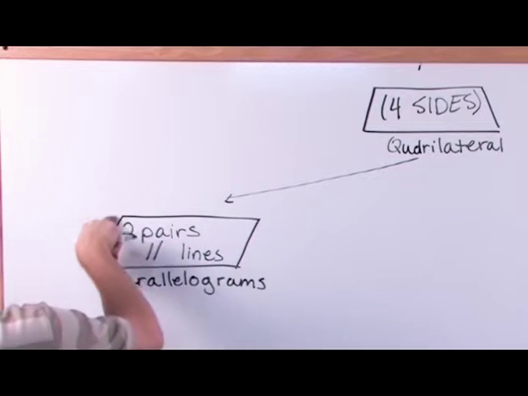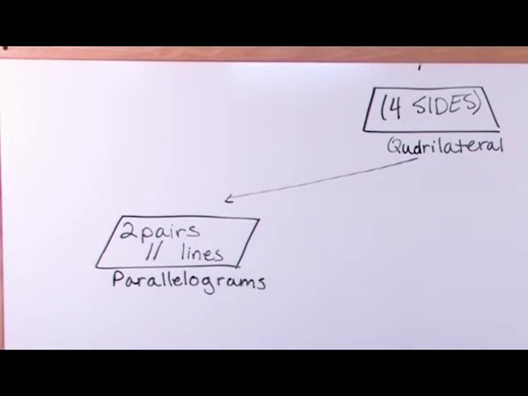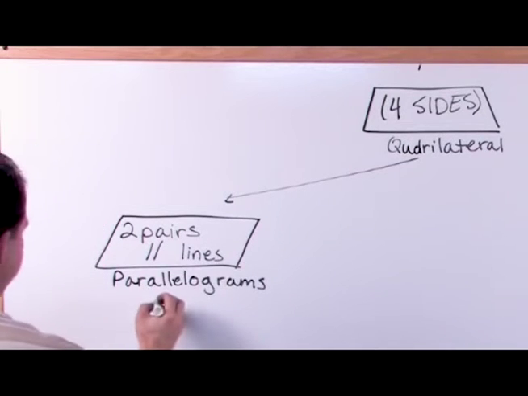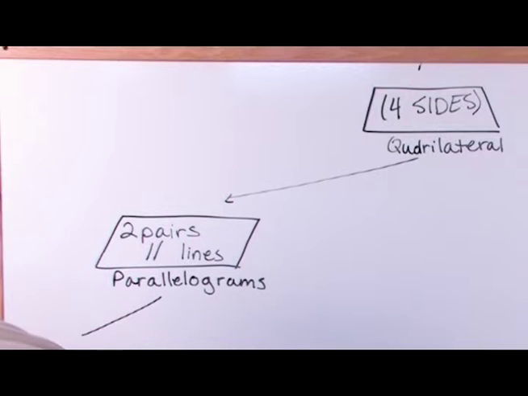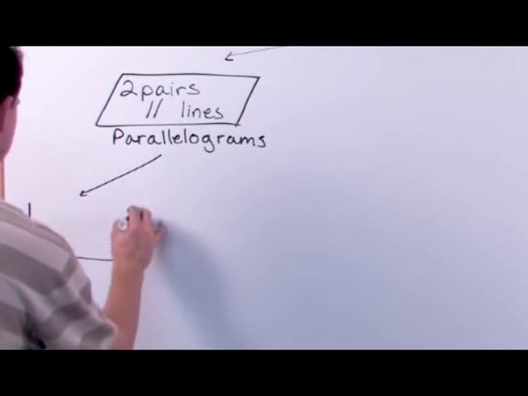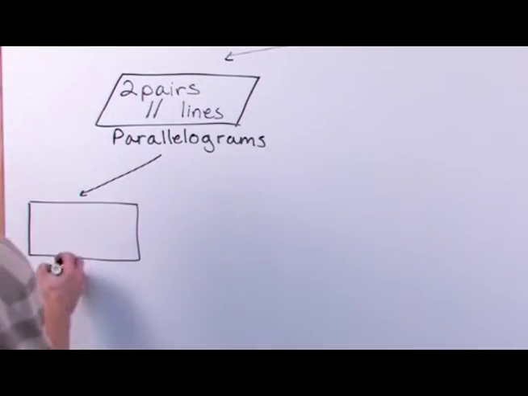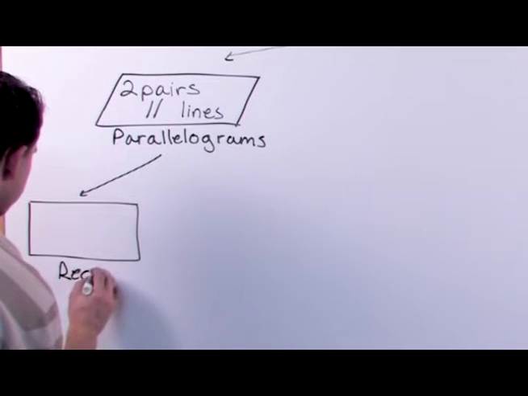So here's a parallel line. This is parallel to this. This is parallel to this. Okay, that's a parallelogram. Now, of the parallelogram family, you have a couple of different choices here. One of them is a very familiar rectangle, which you already know, right? That looks like a rectangle. I'll just put that down, rectangle.